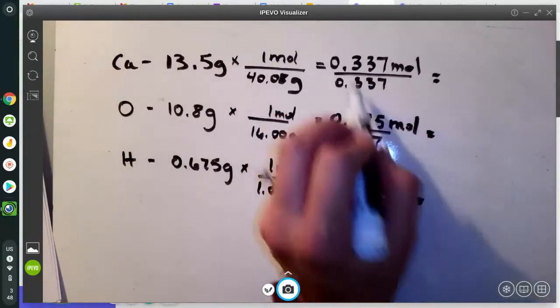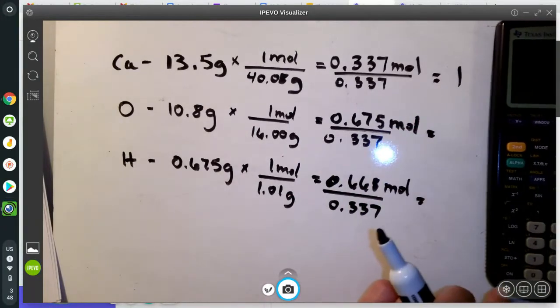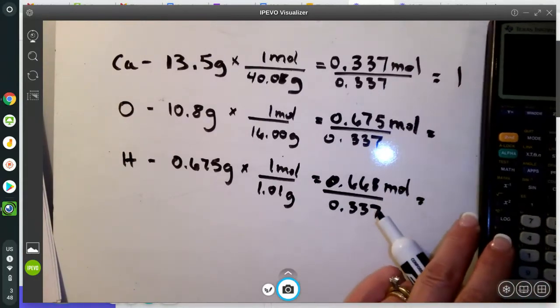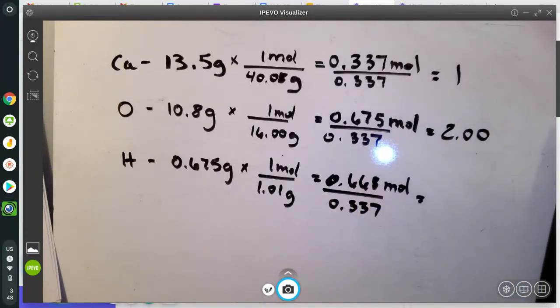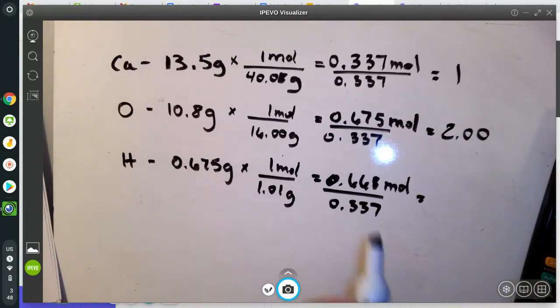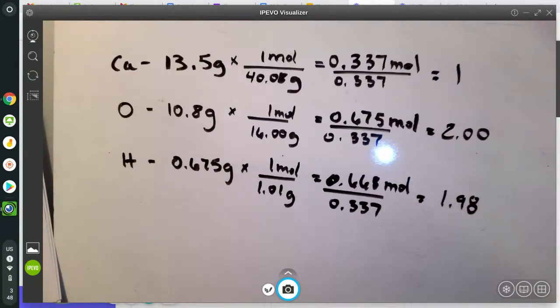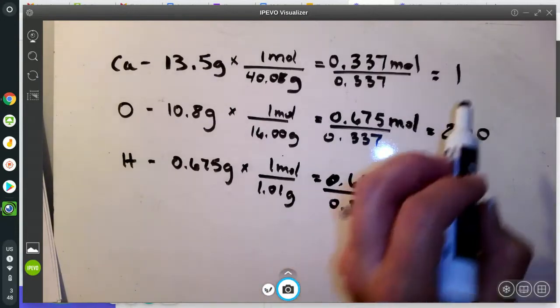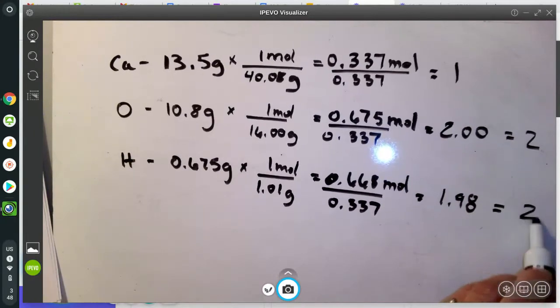We already know mathematically that this number is going to be 1. So these are going to be really close to similar numbers. So 0.675 divided by 0.337, and I end up with 2.00. Now we're not going to worry about sig figs at this point, because we're going to round it anyway. Remember that last part of the direction? This is 1.98. The last part of step 3 says round to the nearest whole number. Well, this is 1, this is 2, and this is so close to 2, we call it 2.